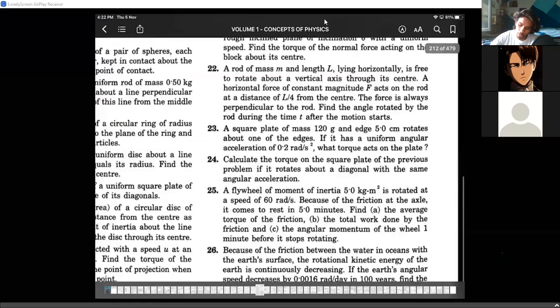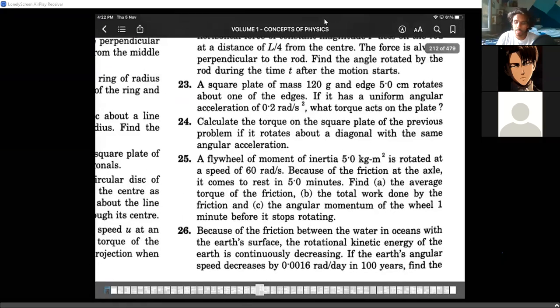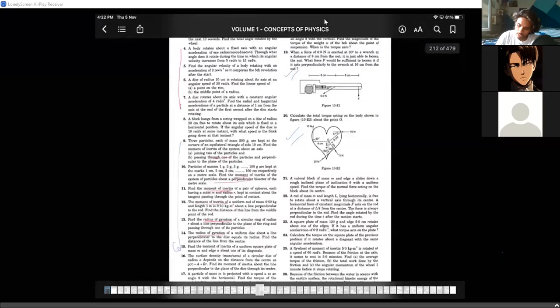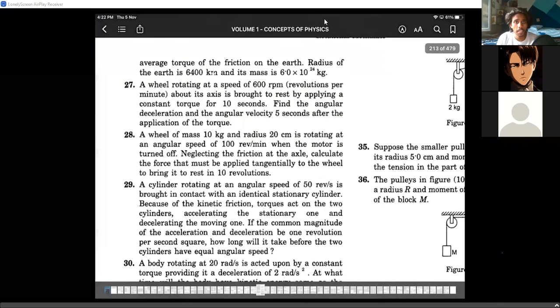So coming to 22, 23, 24, 25, a flywheel is nothing but a disk. A flywheel of moment of inertia is given. So they give you some silly problems on this page and this page also. Give them a try. It's all about basic writing torque, angular acceleration, and finding the amount of time it is rotating, what is the amount of deceleration and all. So it's a basic problem again.